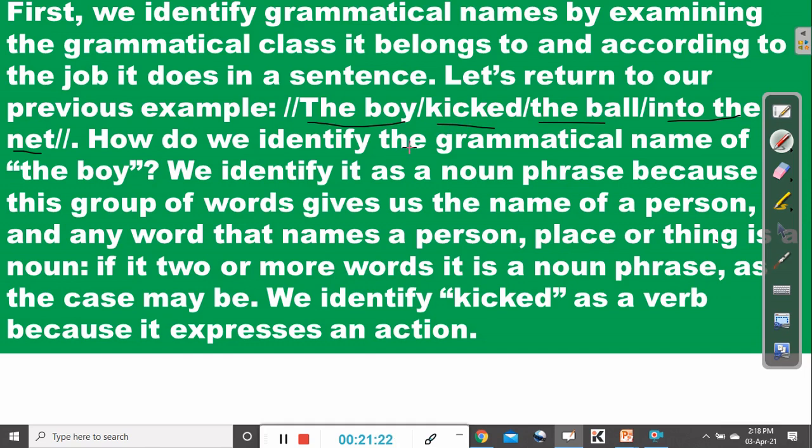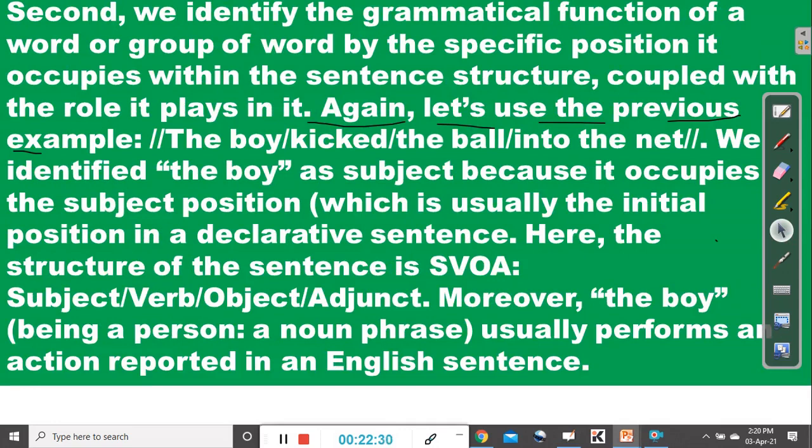We identify the grammatical names of grammatical structures or expressions by examining the grammatical class they belong to, and also examining the type of work or the role or the function they perform in a sentence. We identify the boy here as a noun phrase because this group of words gives us the name of a person, and any word that names a person, place, or thing is a noun. If it is two or more words, it is a noun phrase. In some cases, if it contains a verb and a subject, then it will be a noun clause. Then we identify kicked as a verb because it expresses an action. All this we have already looked at, and this gives us the answer to the question, how do we identify the grammatical names? All right, so now let's move a little further.